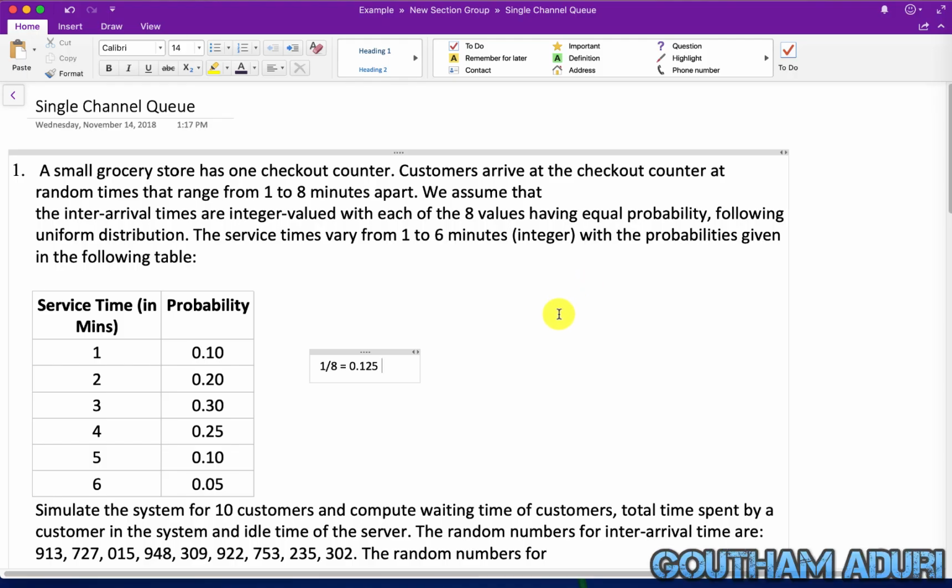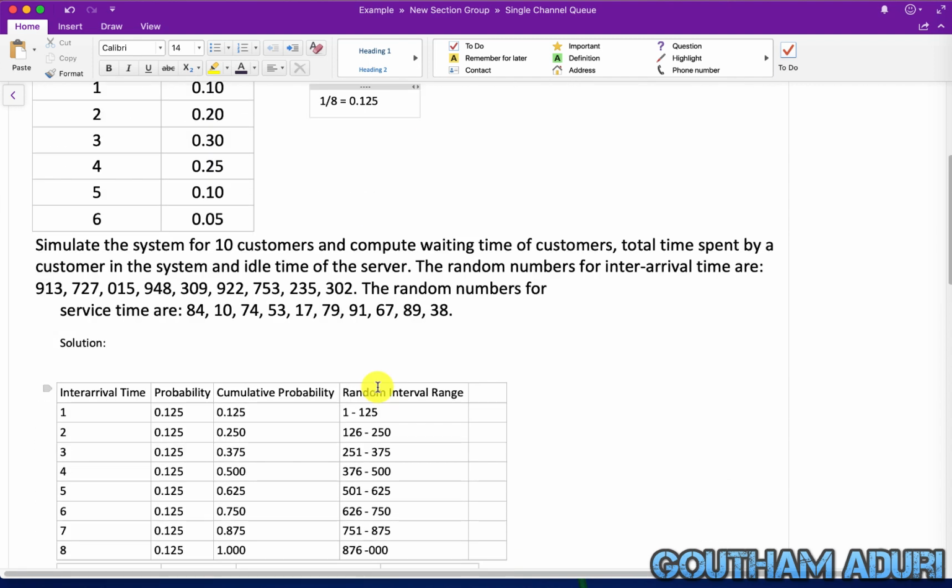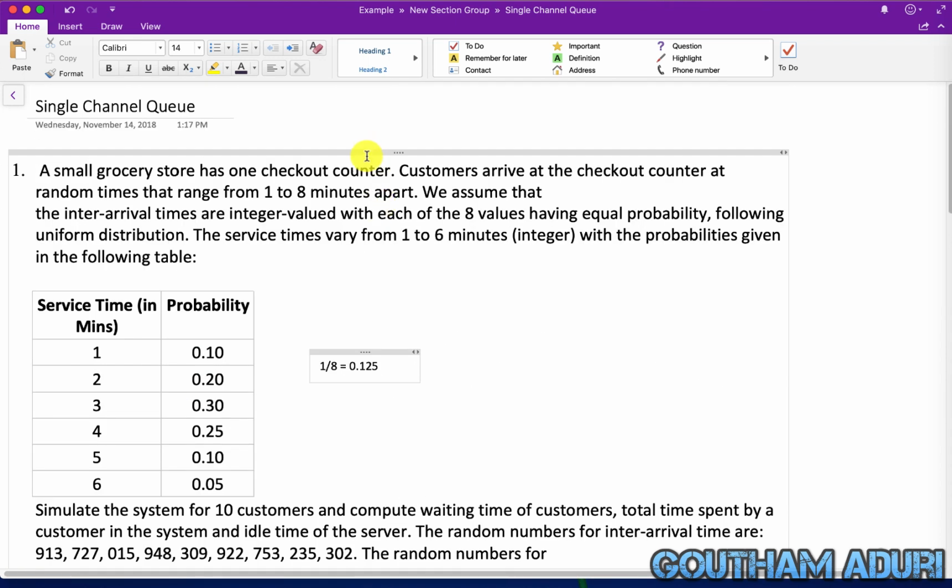We'll try to solve this problem. A small grocery store has one checkout counter. Customers arrive at the checkout counter at random times that range from 1 to 8 minutes apart, and we assume that the inter-arrival times are integer valued. So as I said in the previous one, the inter-arrival times are 1 to 8 minutes apart.